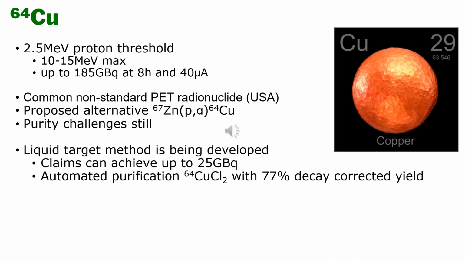An alternative method with zinc-67 as the parent has been proposed and is functional. However, there are some purity problems associated with this process. Additionally, a liquid target is in development, which would be useful for further automation of the process. Experiments have currently produced a yield of about 77%, which could be made even better by increasing the nickel-64 concentration in the liquid target.